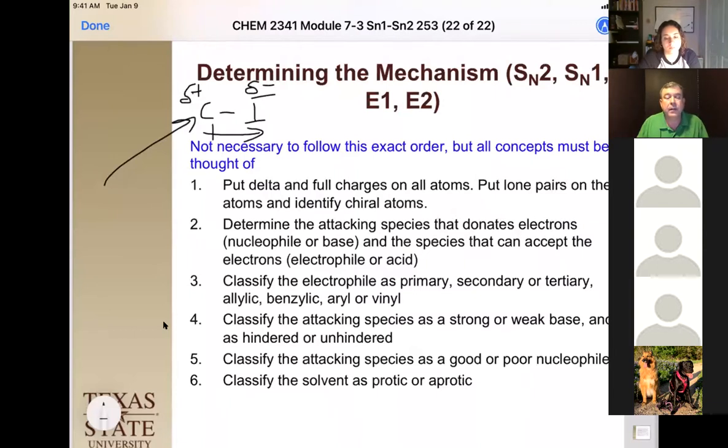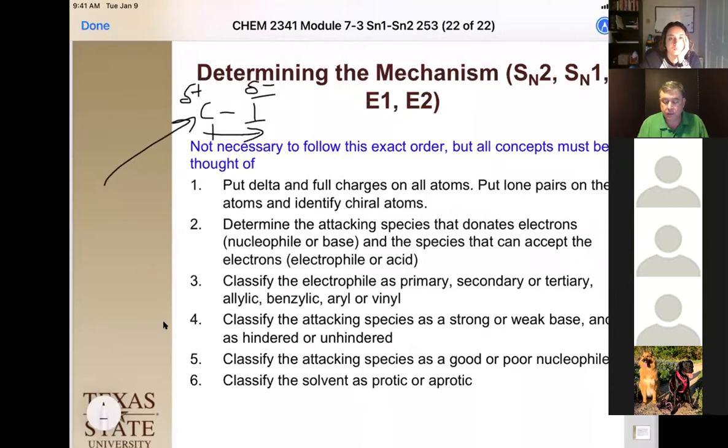The next thing we do is we classify it as primary, secondary, tertiary, methyl, allylic, benzylic, or vinyl or aryl. Why? Well, by changing the nature of the leaving group, you have changed the mechanisms available to you. For a primary, you're not going to have an E1 or an SN1. So you can eliminate those two immediately when you have a primary. So things like that, knowing that you can do that.